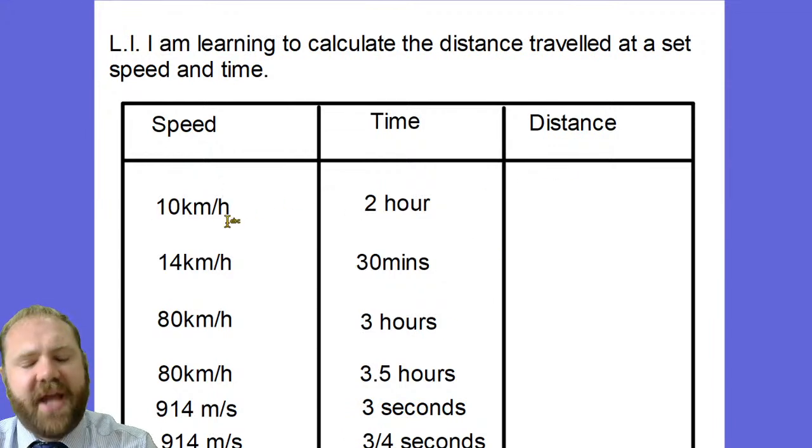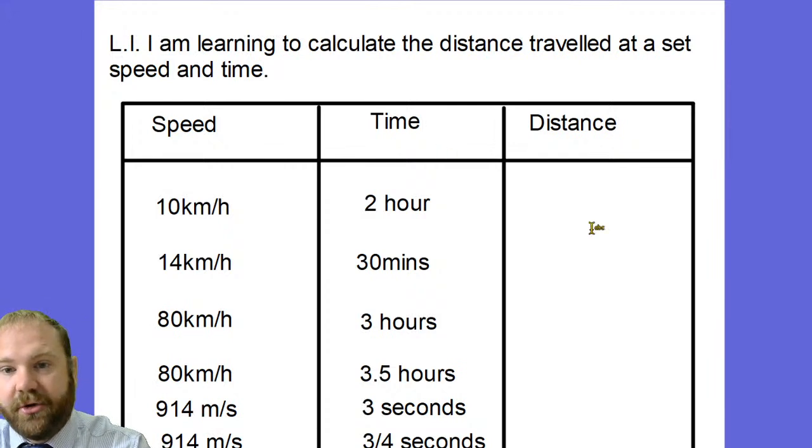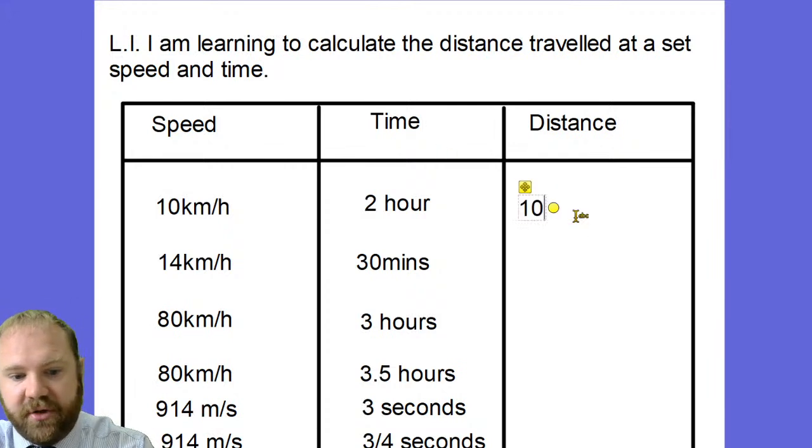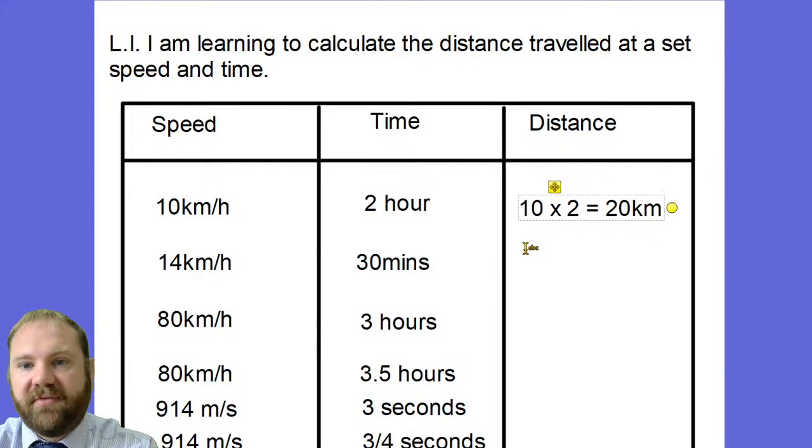So, we got 10 kilometers an hour. Every hour, I go 10 kilometers. I do it for 2 hours, so I'm going to go 10, 20, right? 2 times 10, or 10 times 2 if you like. 10 times 2, and that's going to be 20 kilometers I'm going to travel. Hopefully that one makes sense.